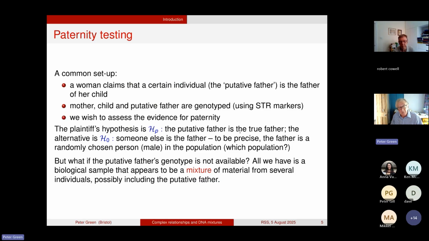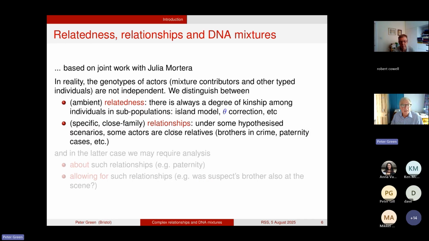Well, one simple-minded way to do it is, for example, to analyze the mixture using this model, using none of the relatedness structure, and then just to test for paternity in the usual way. That's obviously not very satisfactory, rather arbitrary, a sort of plug-in approach. So we want to try and build the relationship and relatedness model into the model itself.